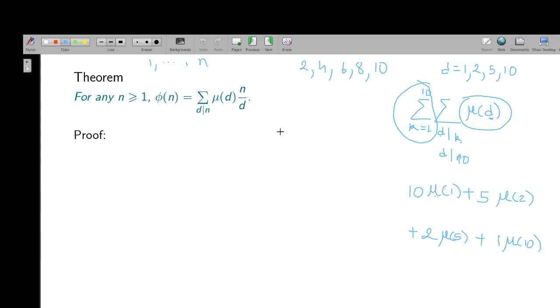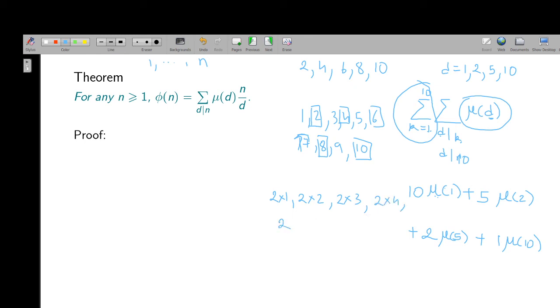And that too, d is a divisor of n, so it's even easier. How many multiples are there of 2 from 1 to 10? So you have 1, 2, 3, 4, 5, 6, 7, 8, 9 and 10. What are the multiples of 2 from 1 to 10? You have 2 times 1, 2 times 2, 2 times 3, 2 times 4 and 2 times 5.